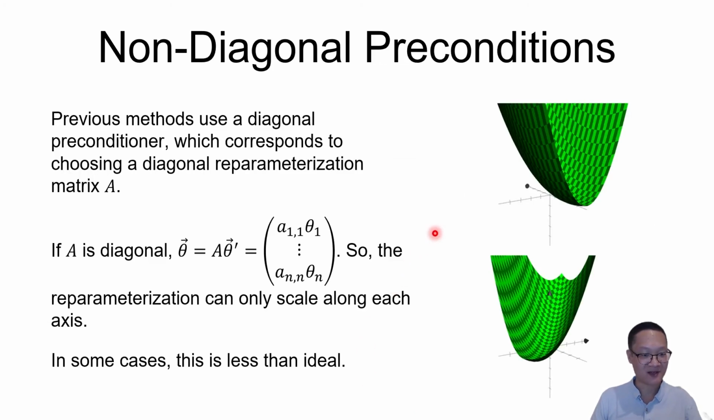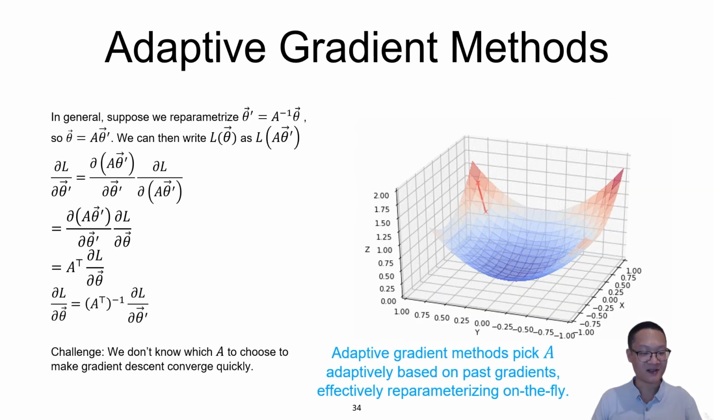But sometimes that may not be the right thing to do. All the previous methods used a diagonal preconditioner, right? That means that the A matrix that we saw a while ago, when we motivated conditioning, for Adam and AdaGrad, A is always diagonal. But sometimes maybe that's not what we want. In general, we may want some other transformation, A inverse, to take us from theta to theta prime. And sometimes A inverse may not be diagonal, right?